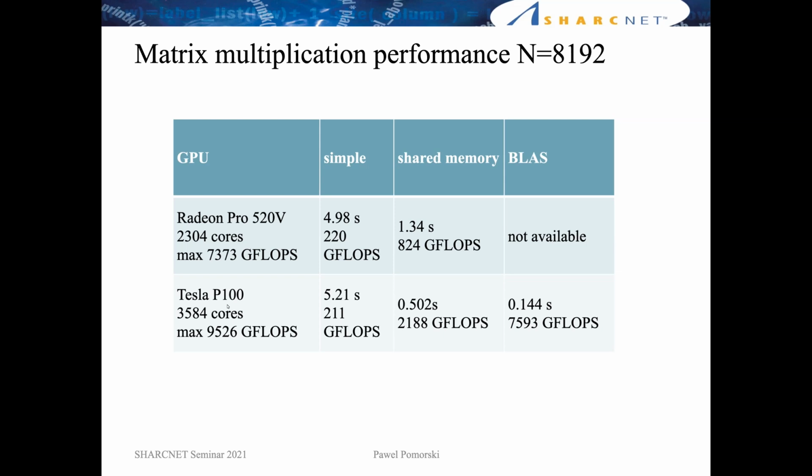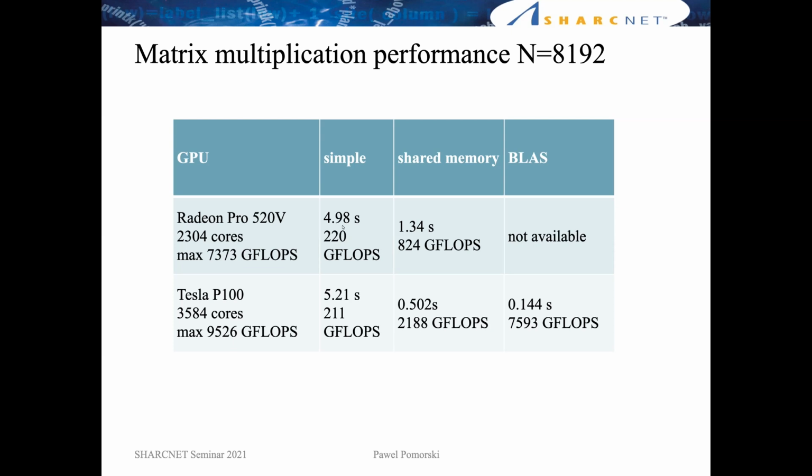So this is Radeon Pro 520V, has 2,304 cores. And the comparison here is a Tesla P100, which is the most common card on Graham. It's about 5 years old at this point, so it's actually not the latest. It has 3,584 cores, and these are the theoretical maximums quoted for these cards. So they are roughly comparable in performance. Tesla P100 is a little bit faster.